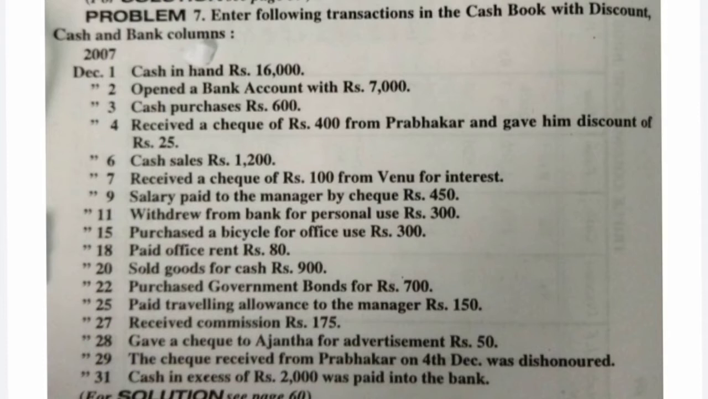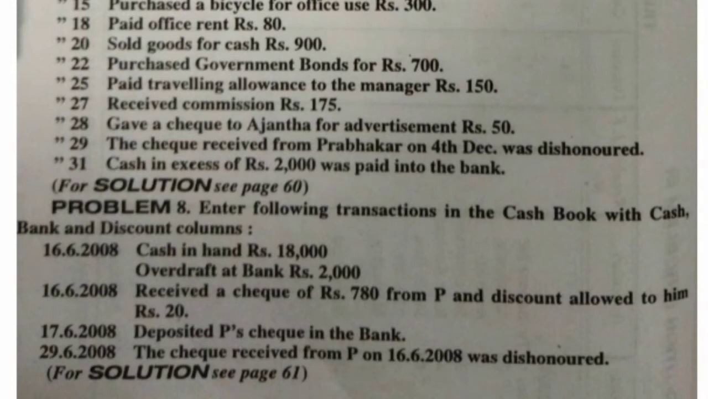So like this we have finished problem number 7. So let's continue to problem number 8. I hope till here everything is clear. Problem number 8: enter the following transactions in the cash book with cash, bank and discount columns. Only 4 transactions are there.